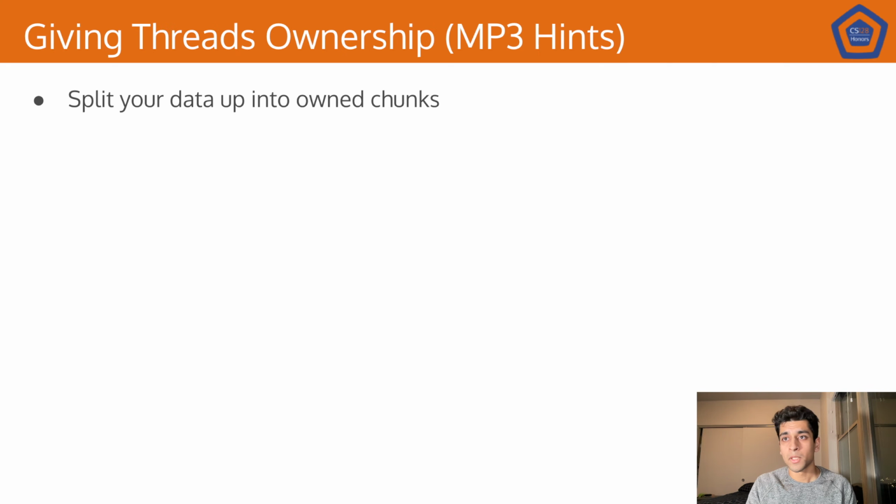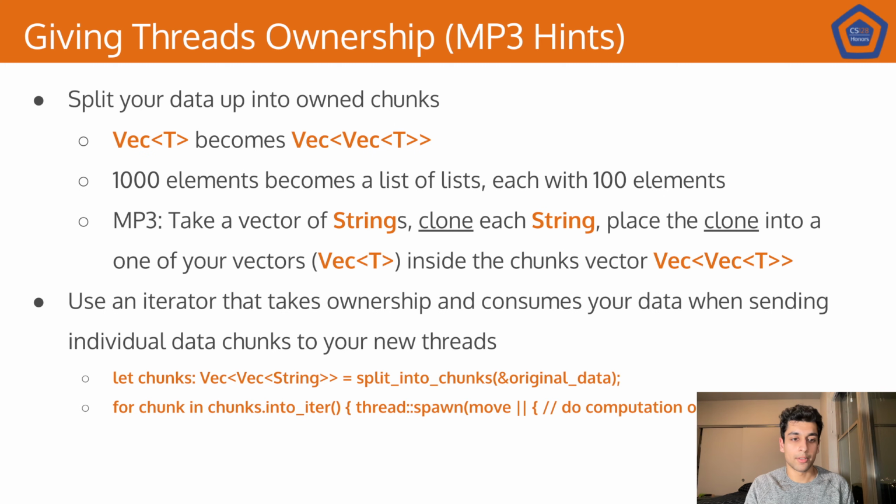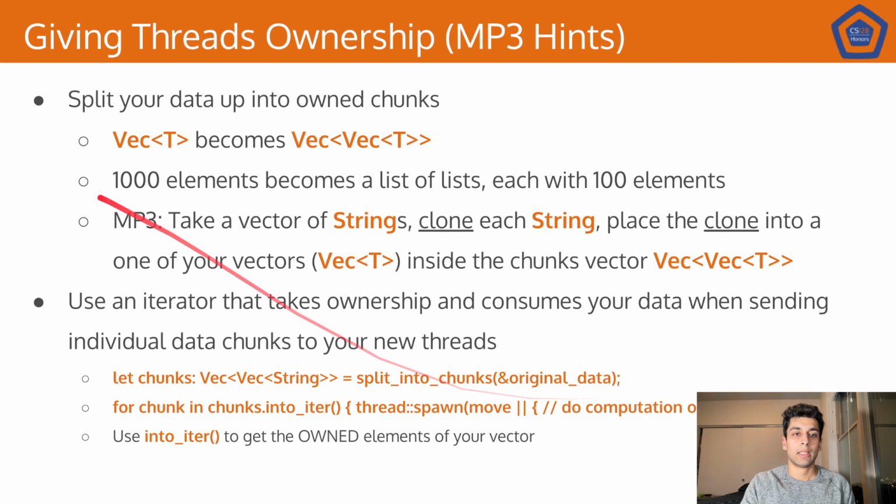Okay. So hopefully this slide will give you a bunch of hints on your MP. So split up your data into owned chunks. We have a function that makes you do this. We give you a vector of some strings, and we want you to produce a vector of vectors of strings. So each inner vector should be roughly equal size, and it should be all the elements from the original vector split out into 10 different equal size chunks.